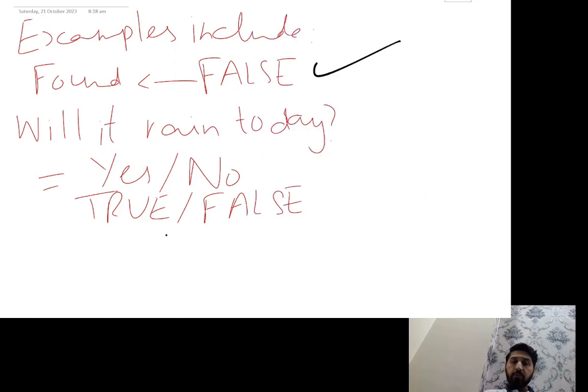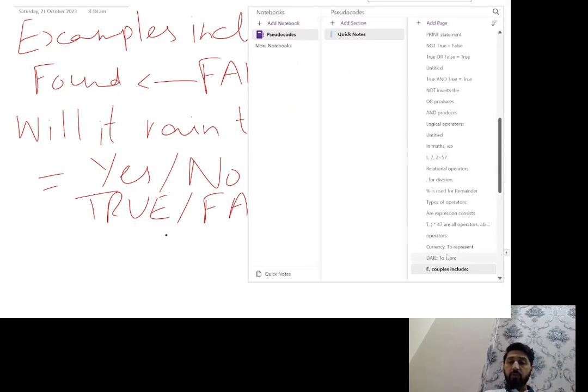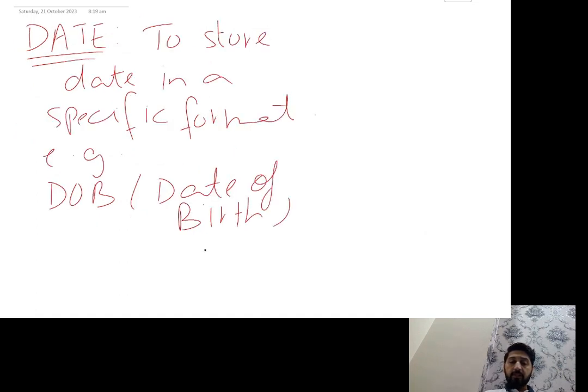Yes, you can say this found is equal to false. Will it rain today? Yes, no, true, false. So any of these values which can be answered in yes, no, true, false form, we categorize them as Boolean data type. Okay, next one is date.